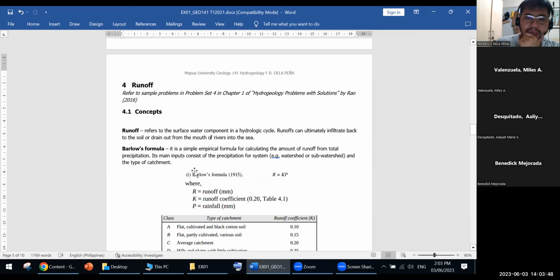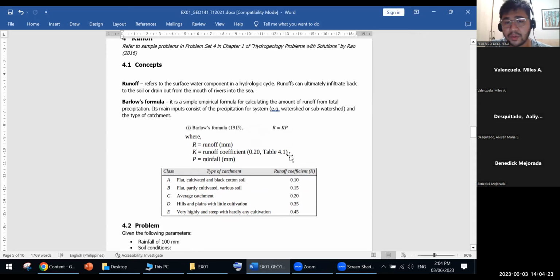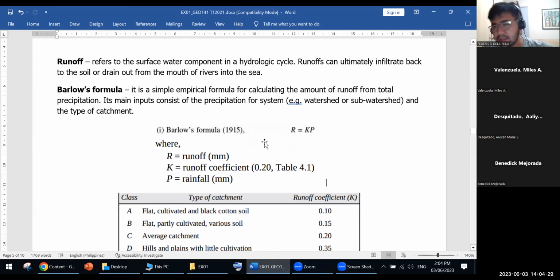And right, in here I'm presenting you a formula on how to calculate or estimate runoff. Okay. And I'm introducing here Barlow's formula, 1915. It's quite an old formula, but it's a really simple formula and probably a very powerful one. You can basically estimate your runoff, or how much runoff you will get from a given precipitation, by multiplying your rainfall in millimeters by a runoff coefficient.